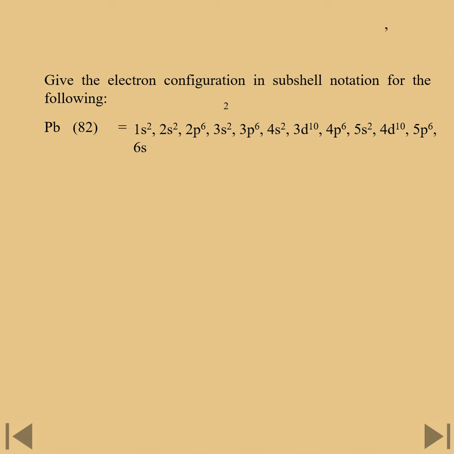Then 5s2, 4d10, 5p6 brings us to xenon. 6s2, 5d1, 4f14, 5d10, well 9, we already did the first, and then 6p2. We can always go back and count them all, and sure enough we'll get 82 electrons.